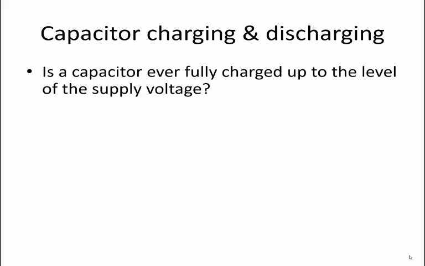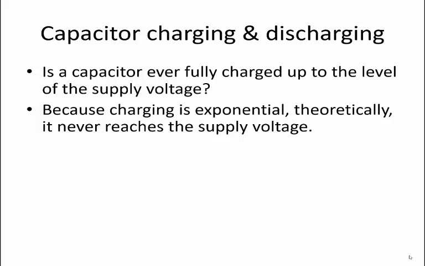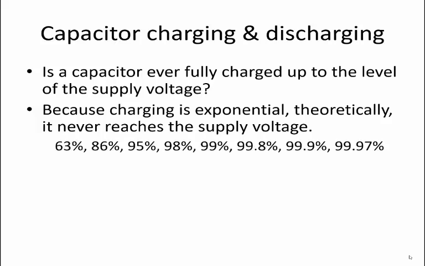So is a capacitor ever fully charged up to the supply voltage level? Well, theoretically, it never reaches the supply voltage because charging is exponential. In other words, it charges fast at first and slows down. So for example, the first time you might measure a capacitor, say after 1 second, it could be 63% full. After 2 seconds, 86% full. 3 seconds, 95%, and then 98, then 99, 99.8, 99.9, 99.97, and eventually it just keeps getting closer and closer to 100%.